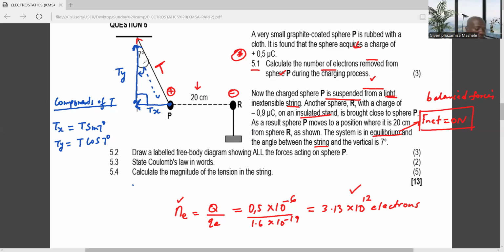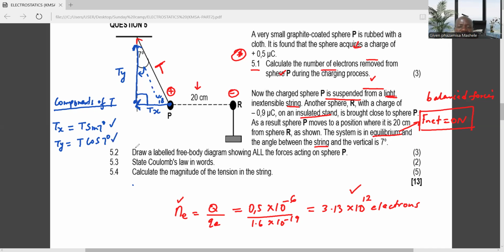But still, if we do not want to use this angle of 7 degrees, we can say, what will be this angle here? It will be 83 degrees. We can also use 83 degrees instead of 7. Why? Because the sum of angles in a triangle must add up to 180 degrees. So it's either we use 7 degrees, or 83 is still fine. So already we have resolved the tension into components.